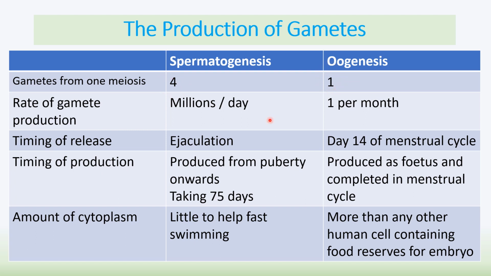The rate of production is millions per day in sperm. It is 1 per month in oogenesis. Ejaculation is when the sperm are released, but on day 14 during ovulation in oogenesis. The timing of production is from puberty onwards, and it takes 75 days to produce a sperm, whereas in oogenesis it is produced at fetus and completed and matured in the menstrual cycle. The amount of cytoplasm is very little to help the sperm swim towards the egg, but it's much more in the egg itself, because we want more to preserve food reserves for the embryo until implantation.